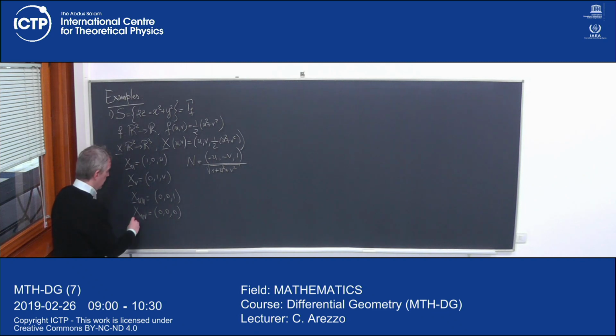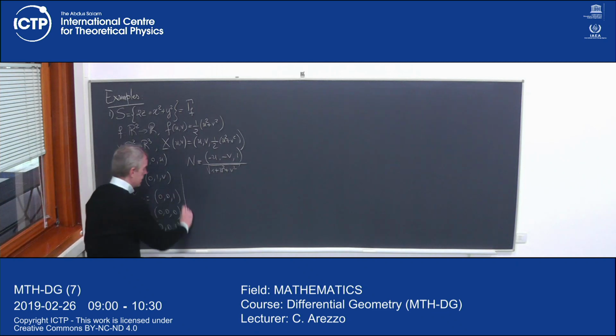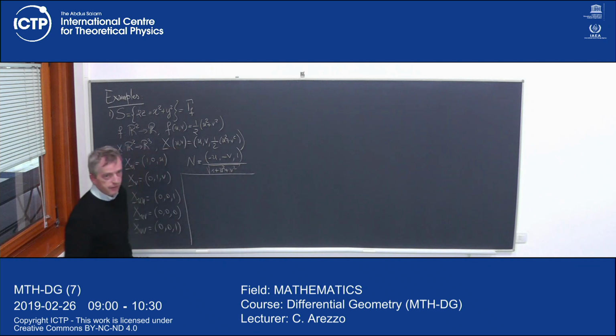Because that means many coefficients will be 0 automatically at the end. xvv will be 0, 0, 1 again. So everything is quite simple here. So now I have everything on the blackboard, and I can start computing the coefficients of the first fundamental form.